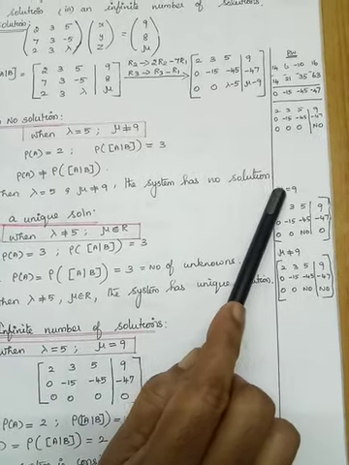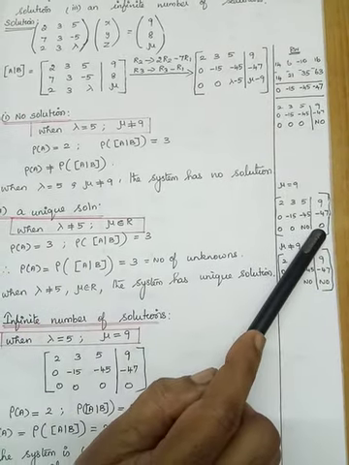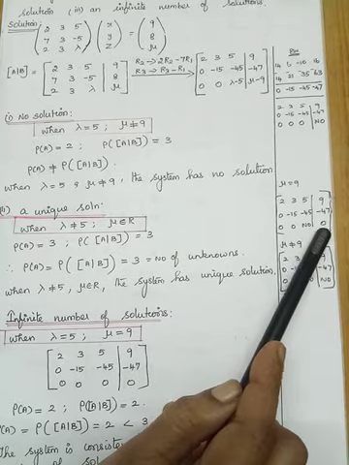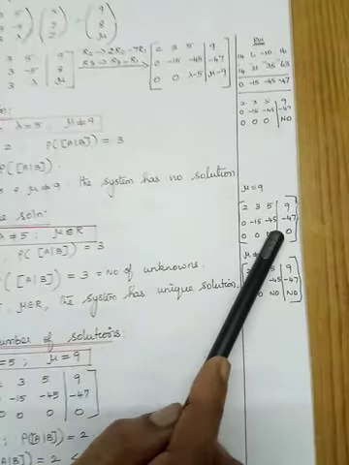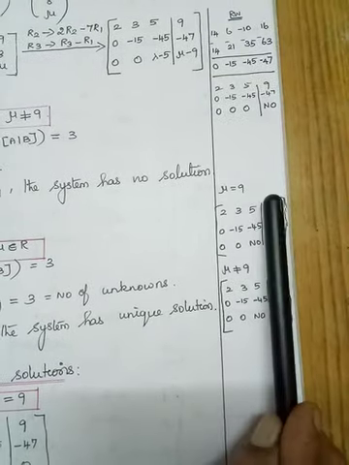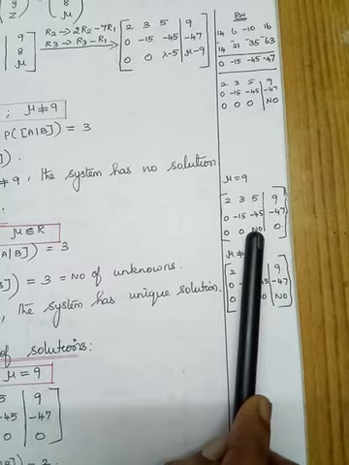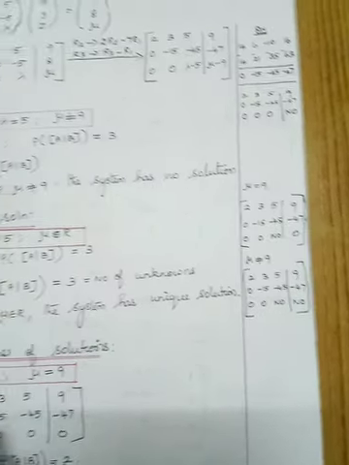I have taken mu is equal to 9. If mu is equal to 9, this place will become 0. Though the three places are 0, here you will have the number, so it is considered as a non-zero row. If you hide the fourth column, what is the rank of A?